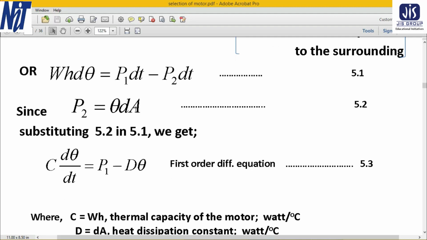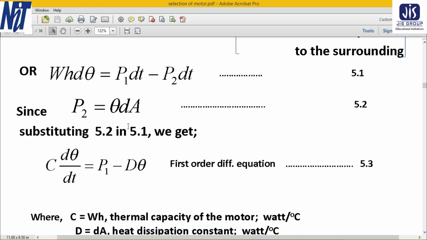So if we substitute all these values, we will get C into d theta by dt equals P1 minus d theta, and this is a first order differential equation. In place of WH, we put this C. C equals WH, which is the thermal capacity of the motor. You should remember C equals WH, thermal capacity of the motor, because many objective type questions come in GATE or any other competitive examination. So this is the thermal capacity of the motor, WH.